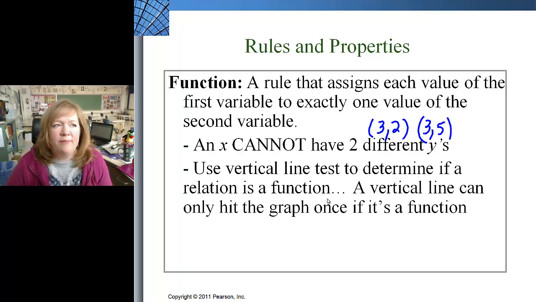Because if you think about it, let's say I have the points (3, 2) and (3, 5). These have the same x's but different y's. But if we plot those, one is going to be right above the other. So a vertical line is going to hit that twice. So a vertical line can only hit a graph once if it's a function. All you're doing is making sure that an x does not have two different y's.